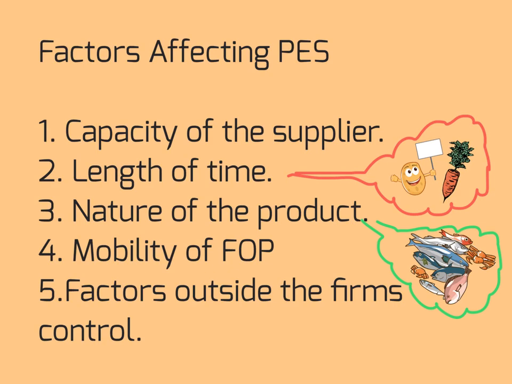And 5. Factors outside the firm's control. If there is a strike by staff, a disruption in the supply of raw materials, or a bad harvest in farming, there is little a supplier can do to increase supply in response to a price rise.